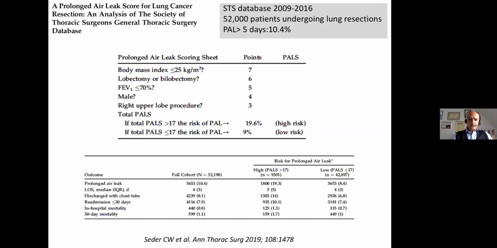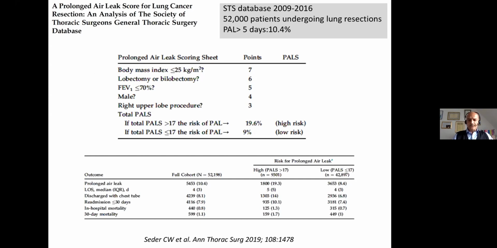And this is the model proposed by the STS, from the STS General Thoracic Surgery database. 52,000 patients undergoing lung resection. Again, the incidence of prolonged air leak is very similar to the one observed in the ESTS database, 10%. And again, low BMI, lobectomy over lesser resection, low FEV1, male gender, upper lobe procedure. So you see here that these variables recur. They are quite consistent in all studies.